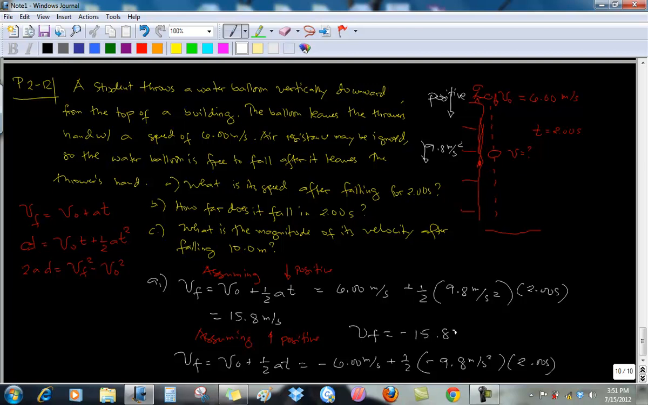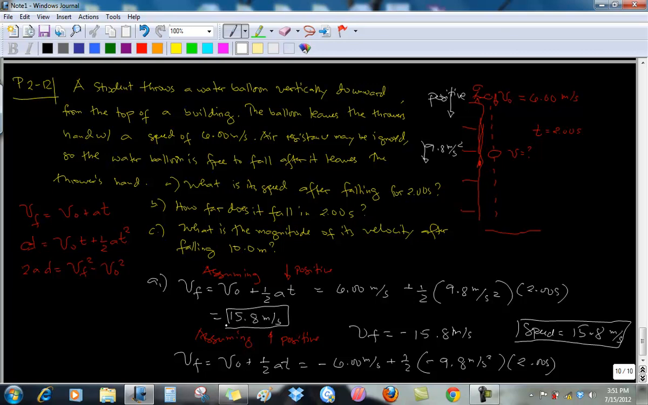What do you mean by the negative sign? It simply means your velocity is downward. And since what is asked in letter A is just the speed, therefore you report the speed to be a positive 15.8. The negative there just means it is downward. So the answer is still 15.8, no matter which convention you use. So, that's letter A.